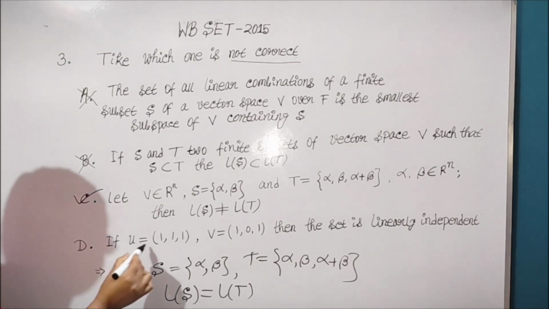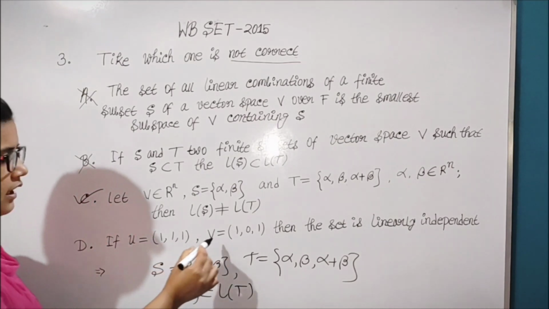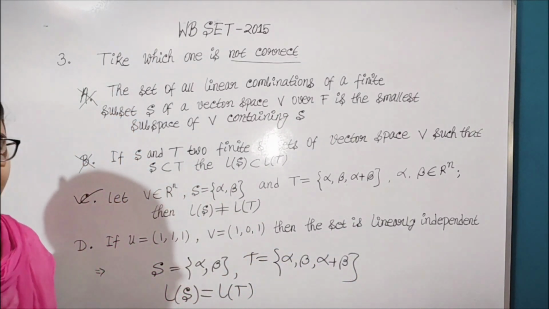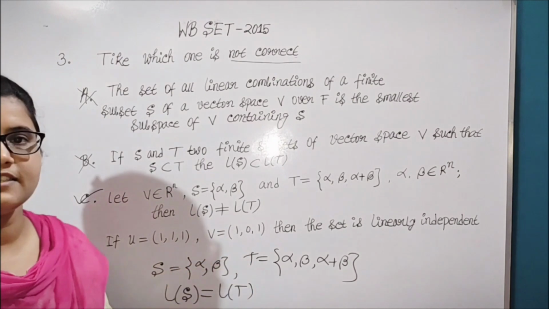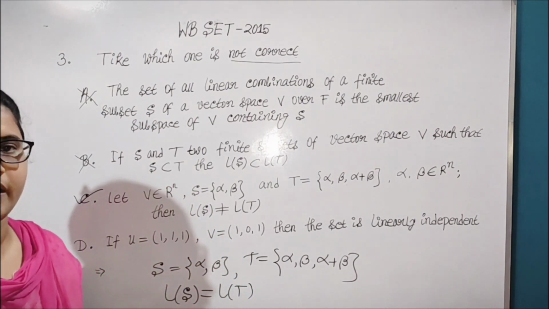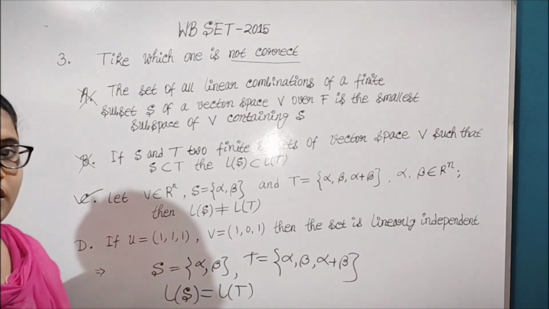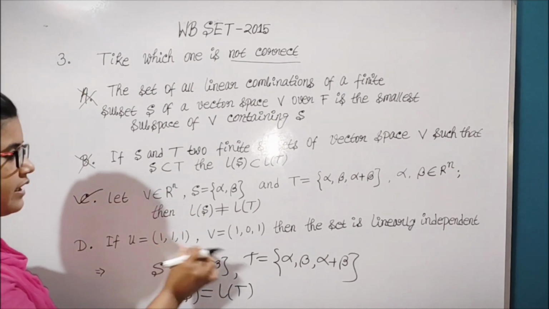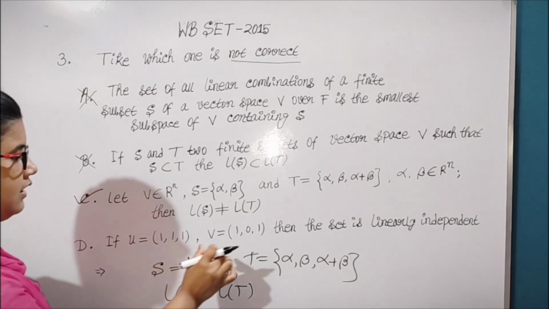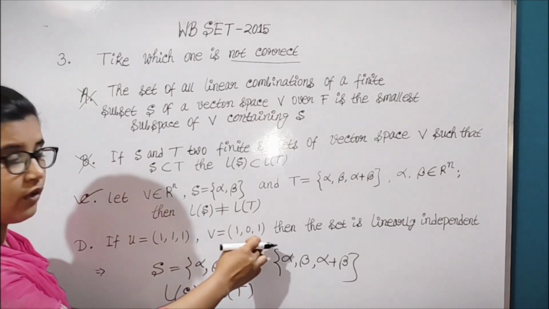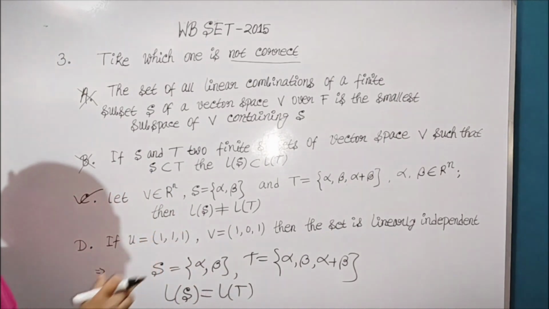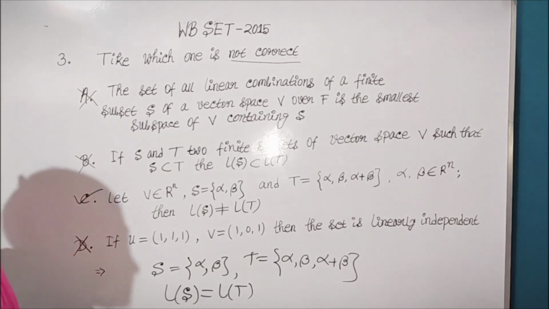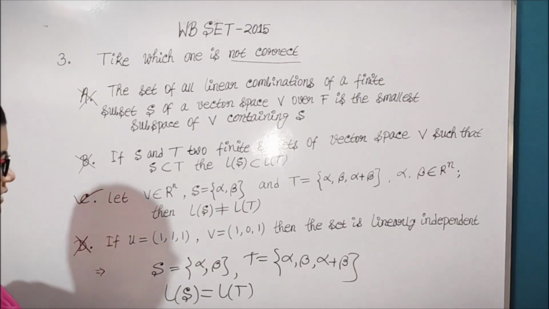And now check option D. If U equal to (1, 1, 1) and V equal to (1, 0, 1), then the set is linearly independent. Two vectors are linearly dependent when we can write one vector as a scalar multiple of the other. In this case we cannot write (1, 1, 1) as a scalar multiple of (1, 0, 1). So this is linearly independent. So this is true. So we cannot take option D. Only option C is the answer.